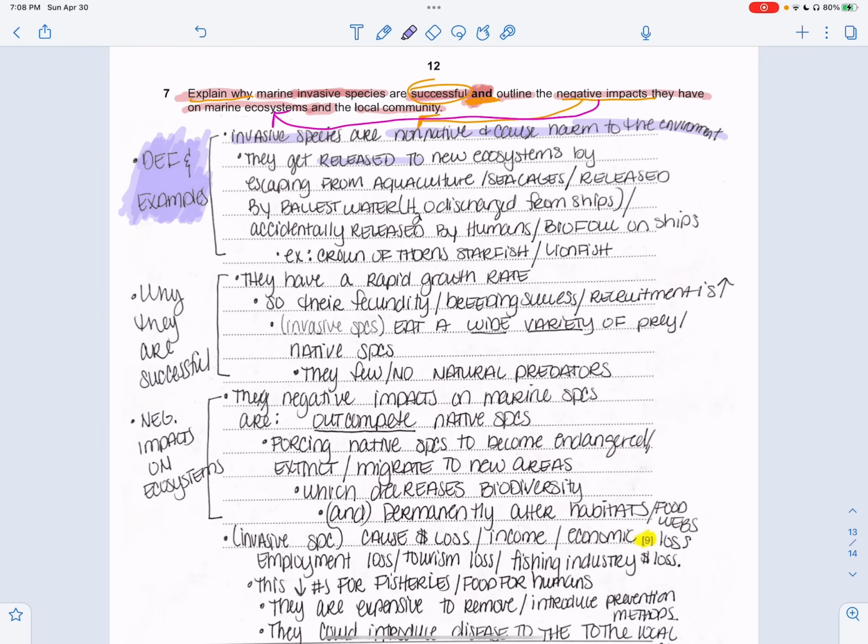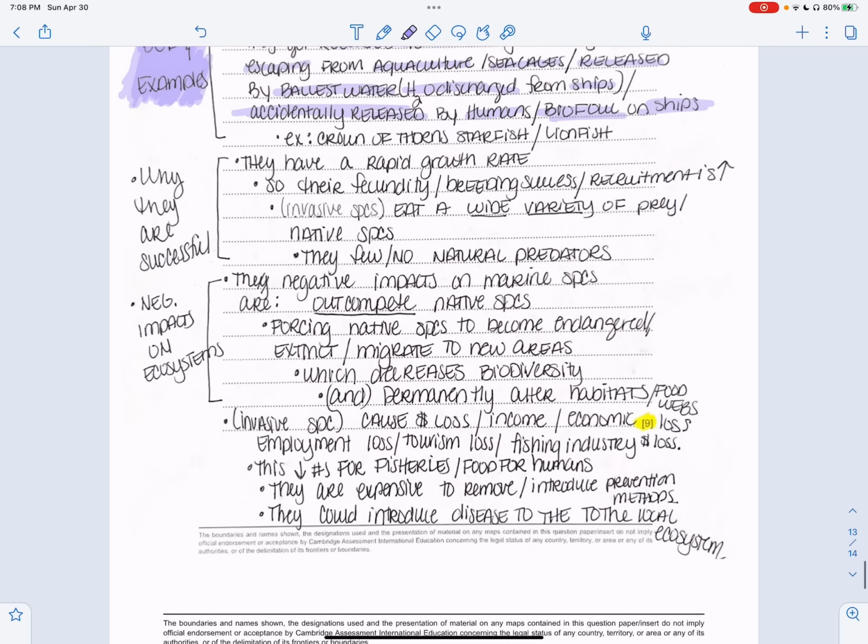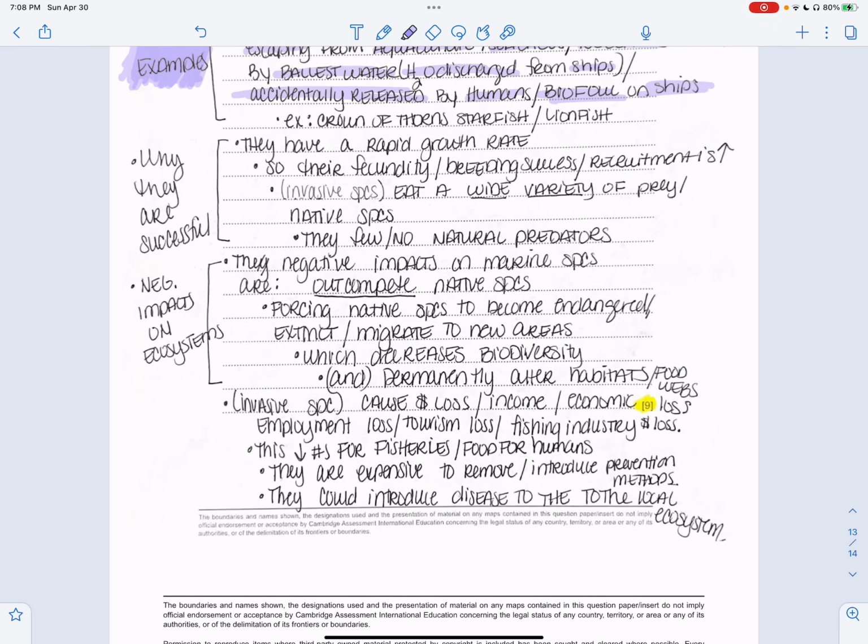How do they get there? They can get released into new ecosystems by escaping from aquaculture, sea cages, or released by ballast water, which is water that's discharged from ships. They could be accidentally released by humans, or they can biofoul on ships, which is why we would use anti-fouling paint. An example, the crown of thorns starfish, or a really popular one in Florida is the lionfish. Some of you might be familiar with the zebra mussel. That would be another one.